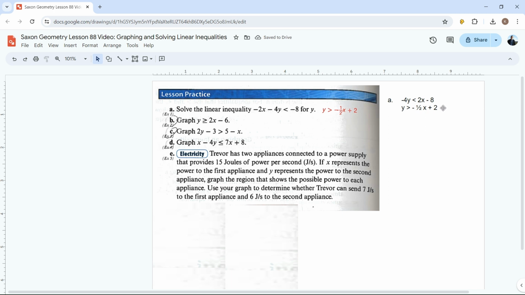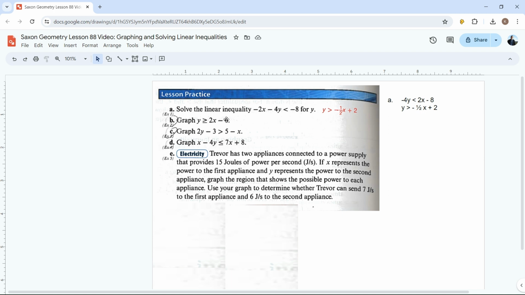All right, moving on to letter B. Now we're going to actually graph on a coordinate plane. And when we graph these equations, we first need to get them into slope-intercept form, and then figure out what the slope and the y-intercept is. In this equation, it's already in slope-intercept form, and I see I have a slope of 2, so my line is going to go up 2 over 1, up 2 over 1. It's not going down 2 over 1 because the 2 is positive, so it goes up 2 over 1, and it crosses the y-axis at negative 6.